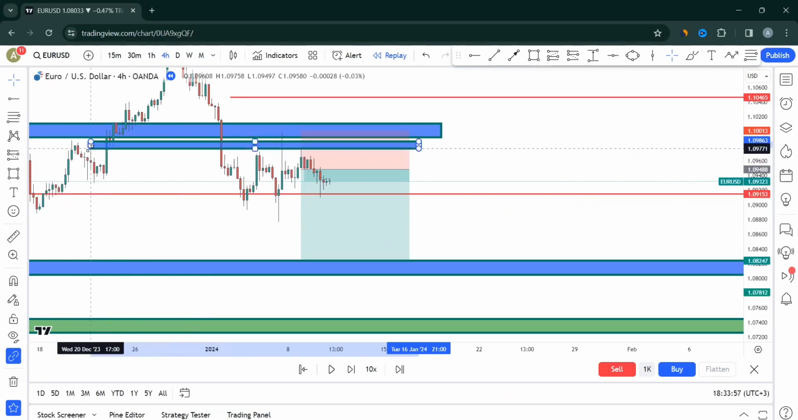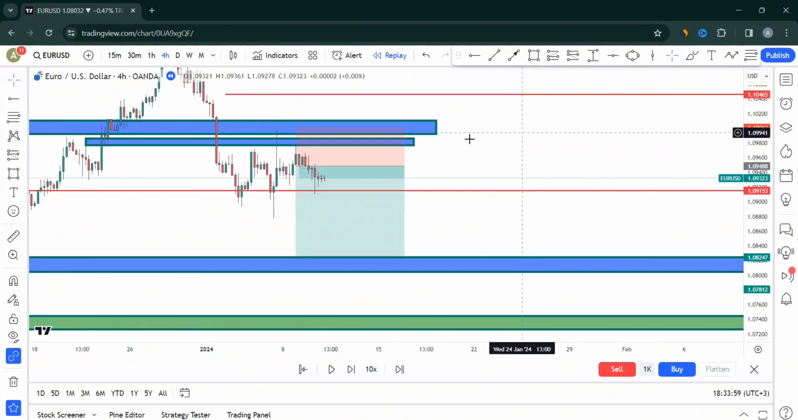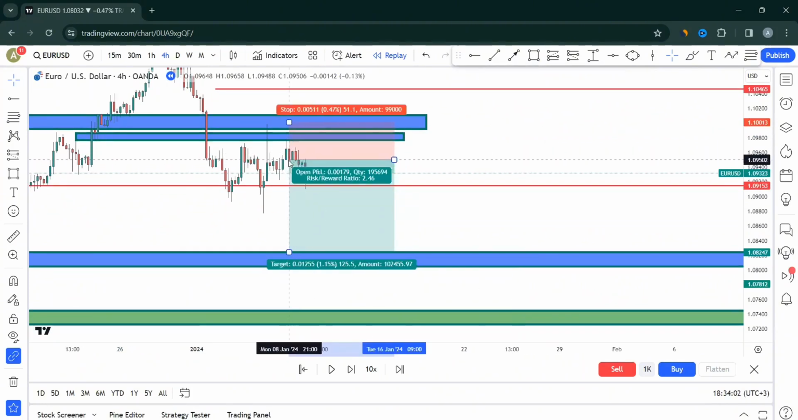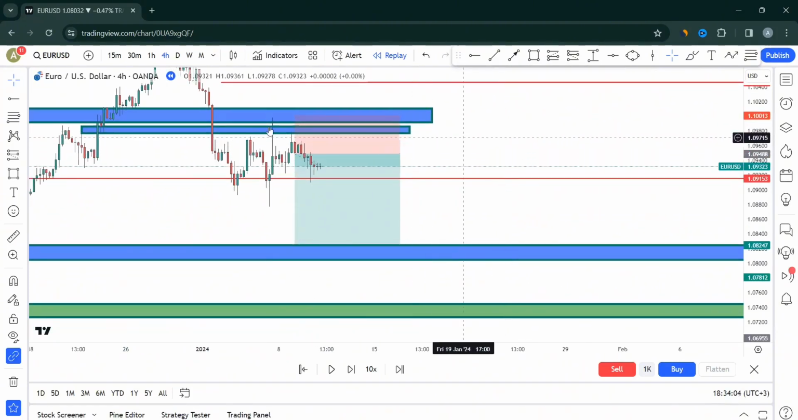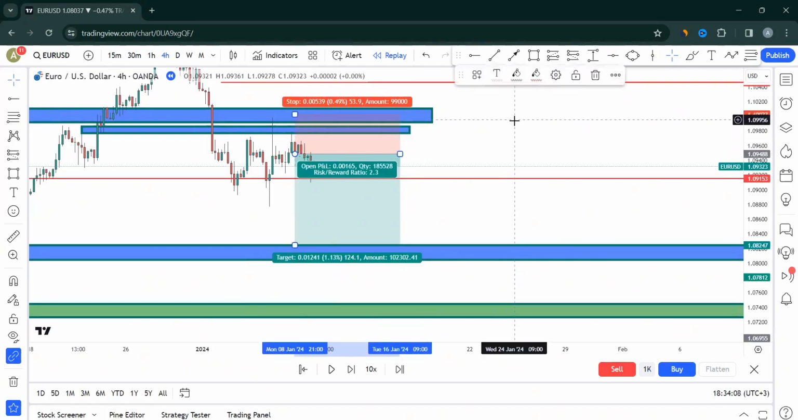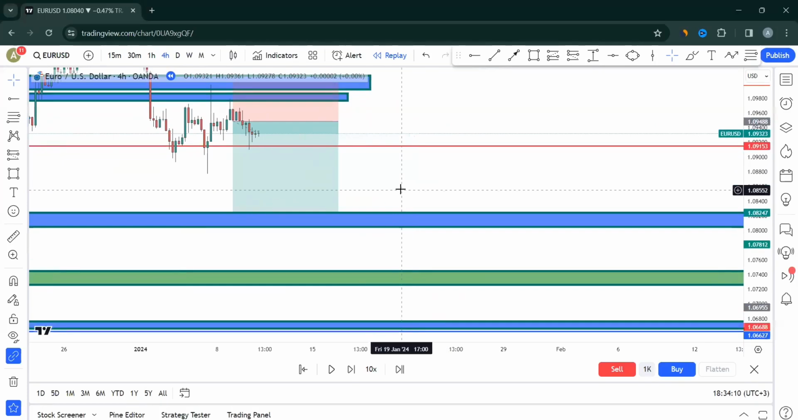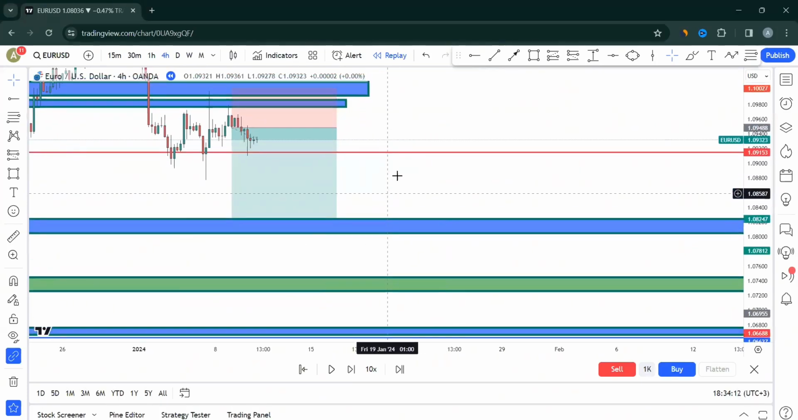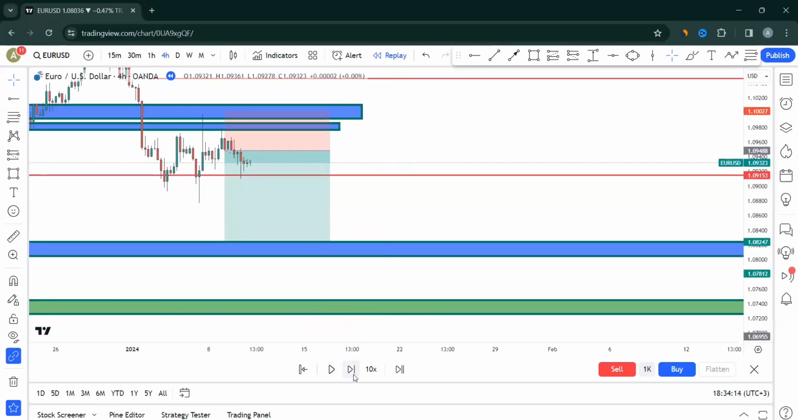This one here. Actually, it tapped into it. So this is the entry. I thought it didn't touch. So you take your entry here, and your stop loss is just above this area here. This is not a proper risk-reward ratio that I would take. I normally like trading 1 to 3. So let's see how it plays out.